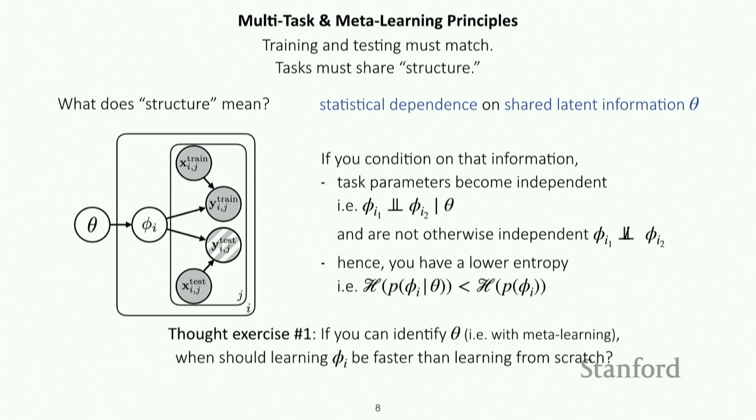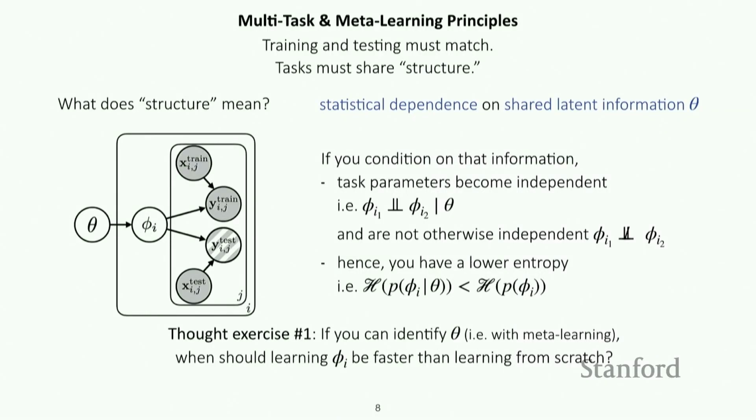Even without given theta, then it should take just as long to learn them, even if you are given theta. Can you repeat that? Yeah, so basically if knowing theta keeps them independent, then they should take just as long to learn, even given theta. Yeah, exactly. So that's also true. If they're independent before conditioning on theta, then basically these entropies will be the same, and then learning from scratch will be just as fast as learning from the shared information theta. Any other thoughts on this?